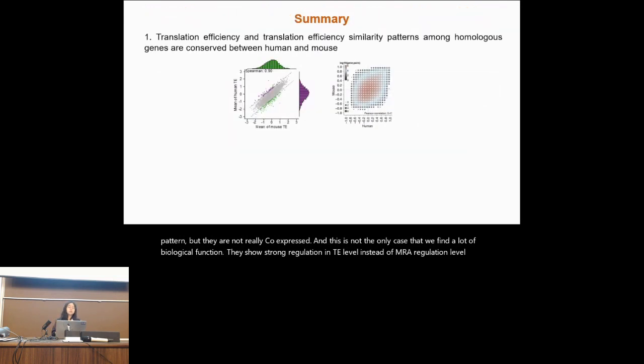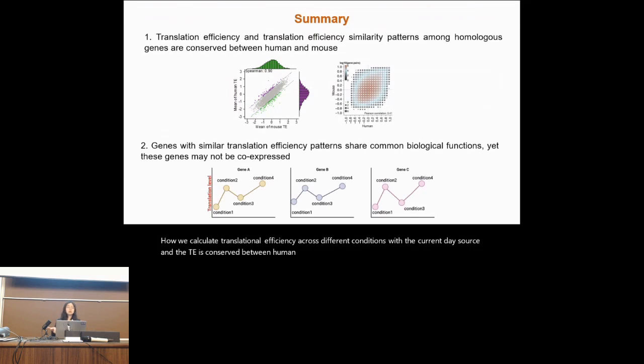So in summary, in today's talk, first of all, I showed you how we calculate translational efficiency across different conditions with the current data source, and that TE is conserved between human and mouse. And the next thing is that genes with similar translational efficiency pattern also share the same biological function, and some of them may not be co-expressed at the mRNA level.